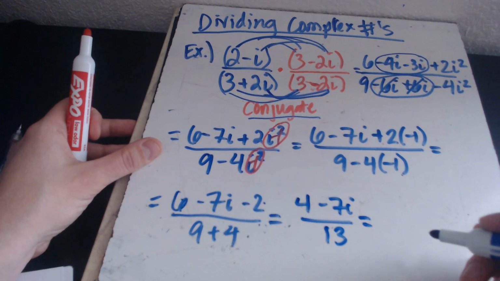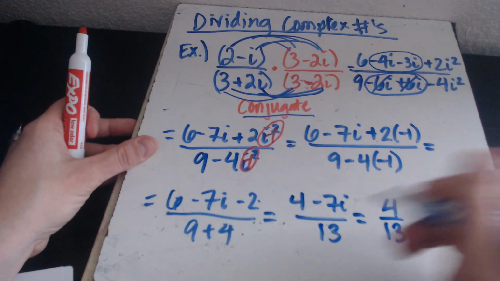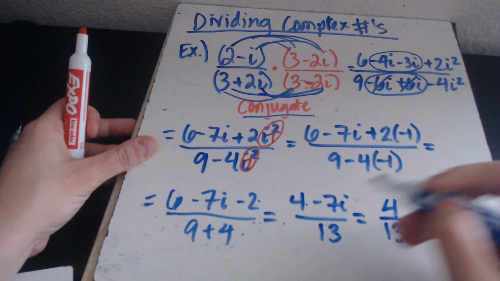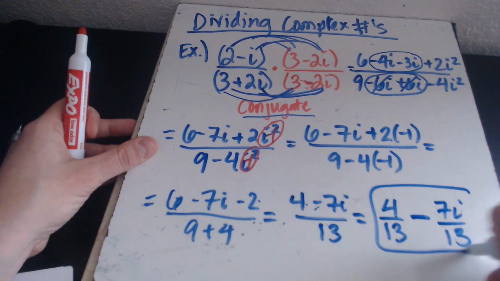And here we have to split up because my answer has to be in a plus bi form. So you're going to take 4 and divide it by 13. And then you're going to subtract, because this is negative, 7i over 13. And that is my answer.